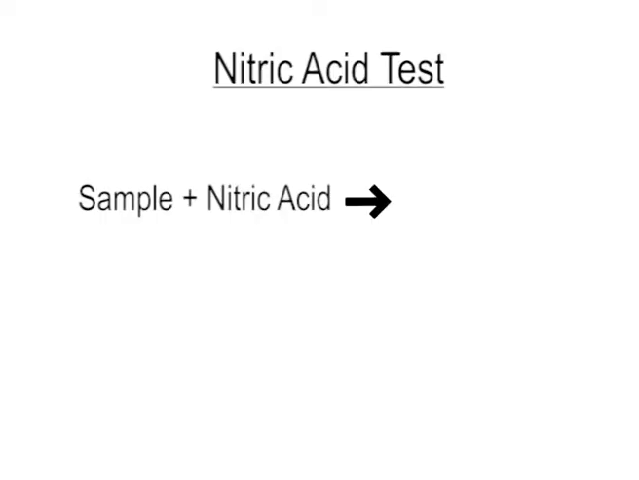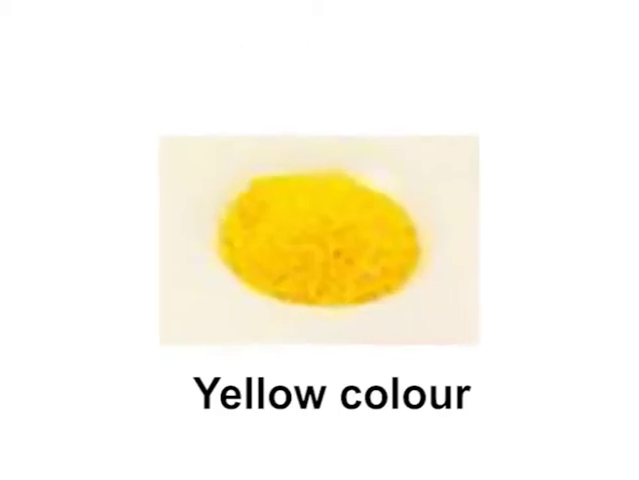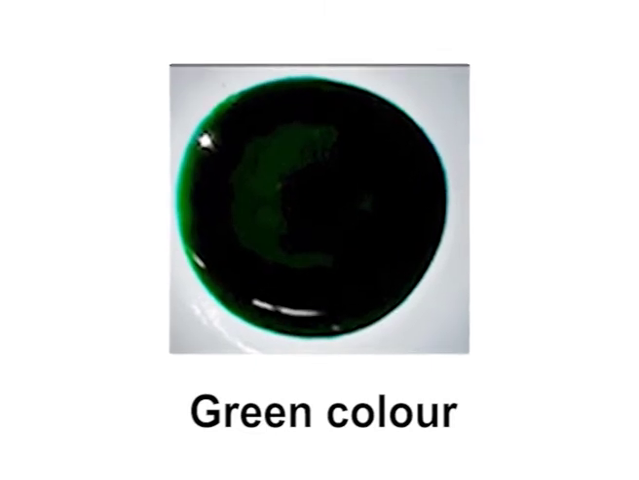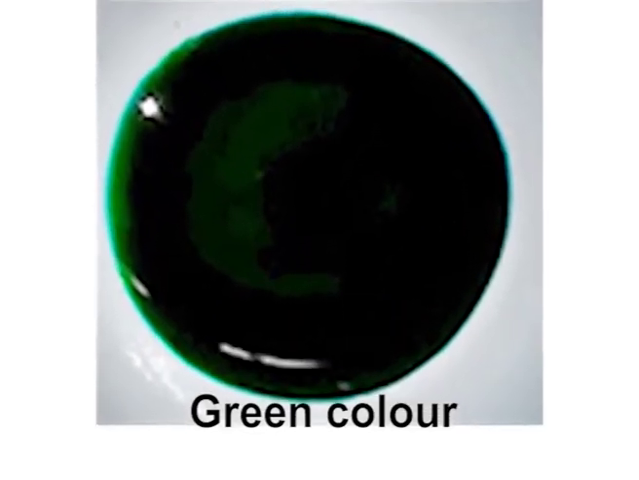Nitric acid test: take a small amount of suspected sample on a spotting plate and add a few drops of concentrated nitric acid. The appearance of yellow color, which turns to green on standing, indicates the presence of heroin.